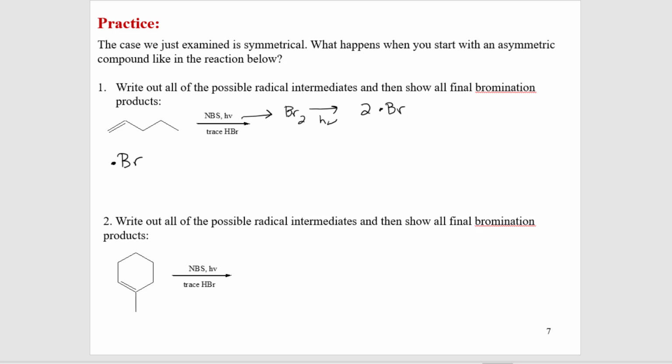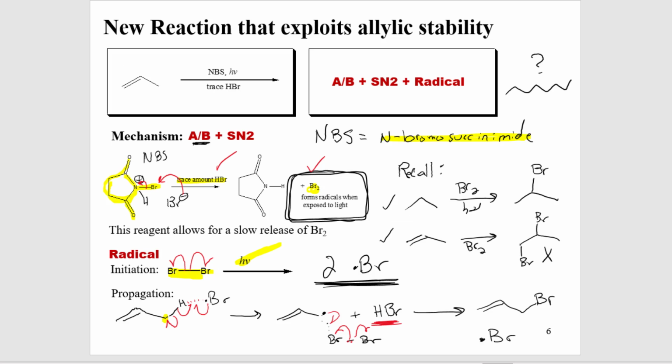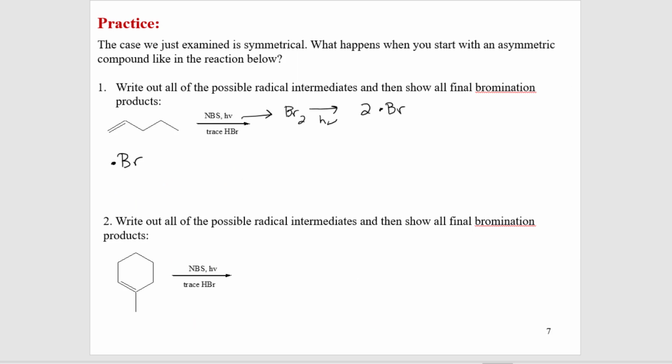We don't want tons of Br2 floating around. Why? Because we don't want this reaction to happen. We don't want to add two Brs across the double bond. We want the double bond to stay, and we want to brominate at the allylic position. So we can't have an enormous amount of Br2 floating around. That's why we have to use this special reagent, a slow release of Br2, so it gets used up very quickly. So NBS is just our Br radical source that releases Br2 very slowly.